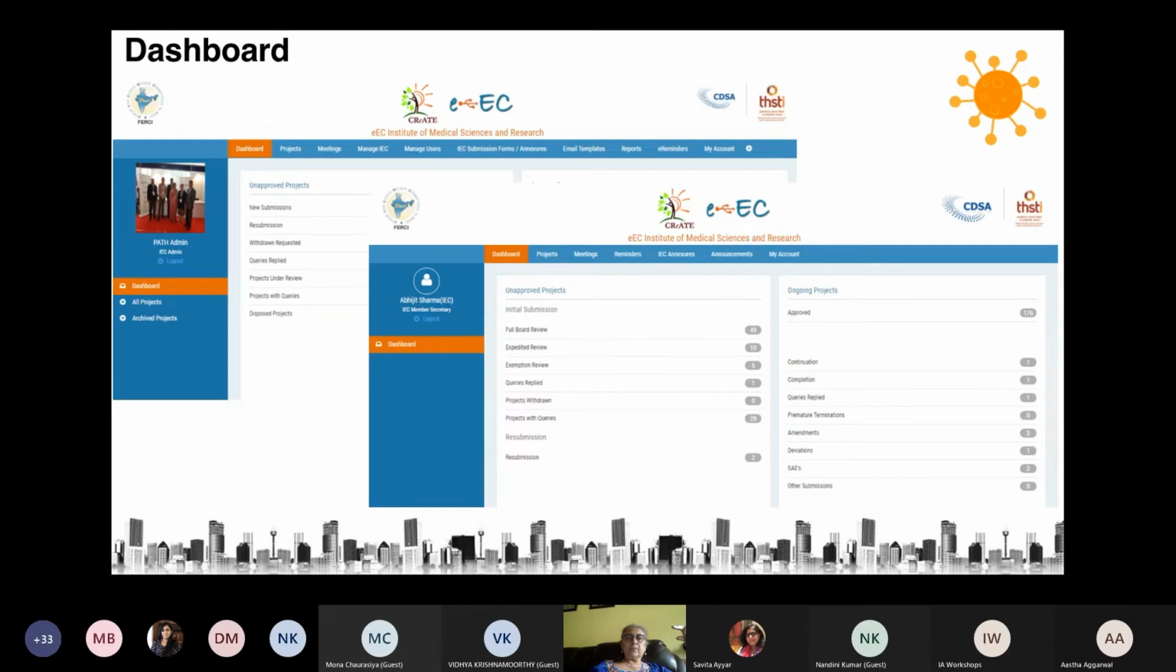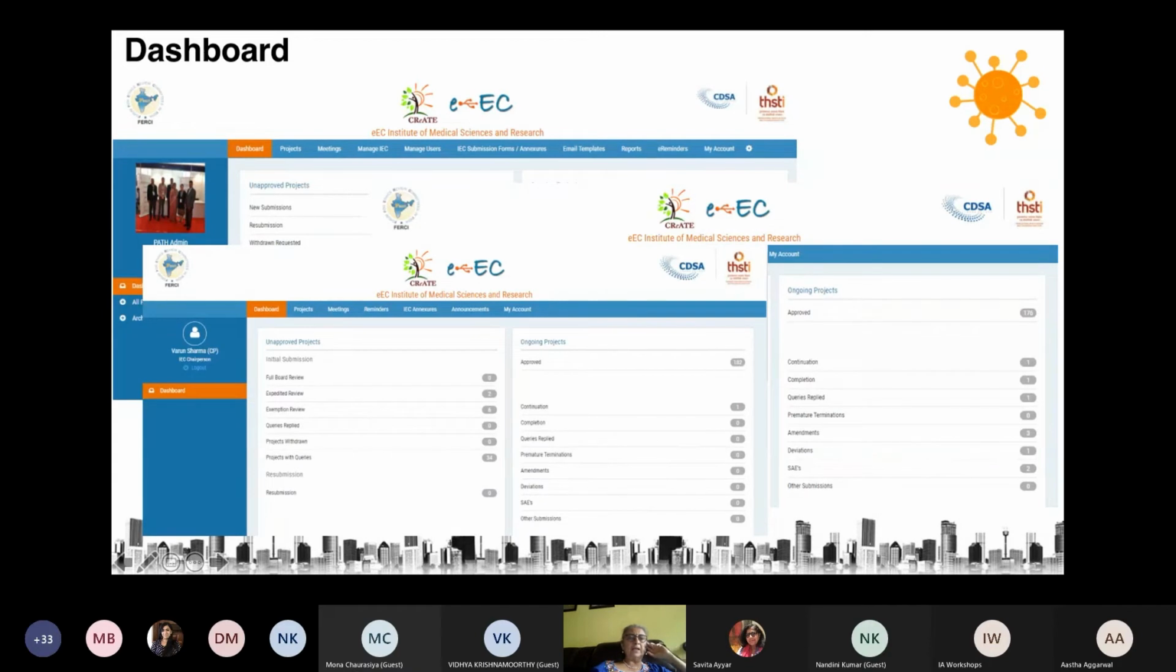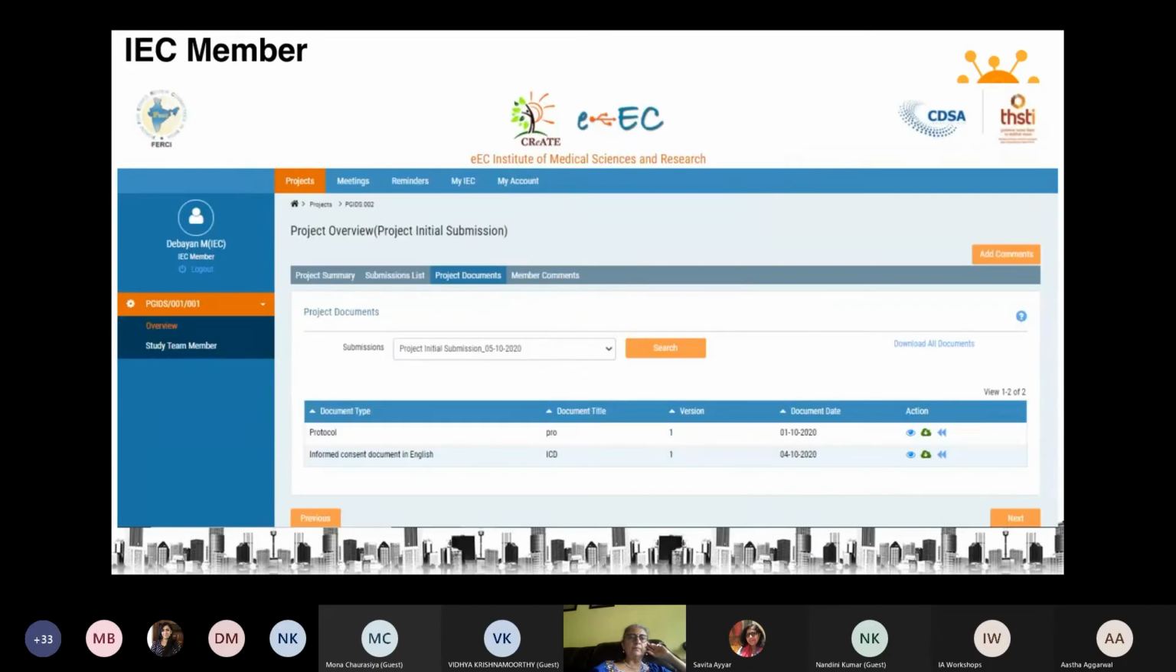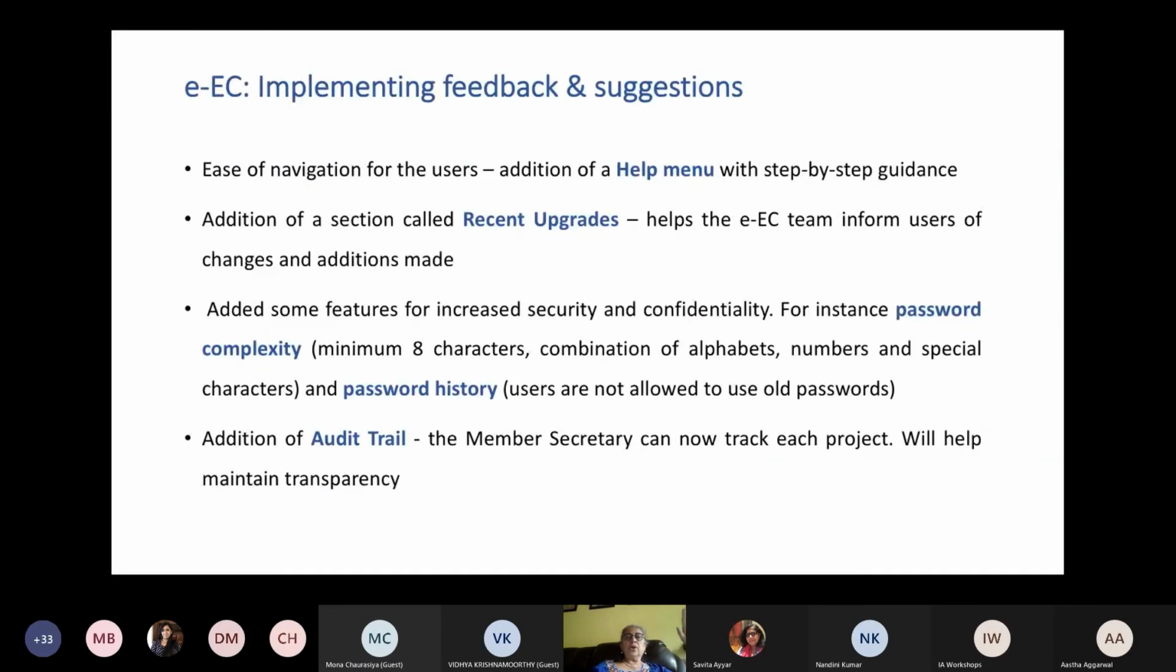And initial submission. This is the dashboard of the ethics committee administration. When we as a member log in, you will find out which all the project documents are entered, and you can see the document. Not download it, you will just see it. You don't have to download everything. In short, it is a very easy way of working.